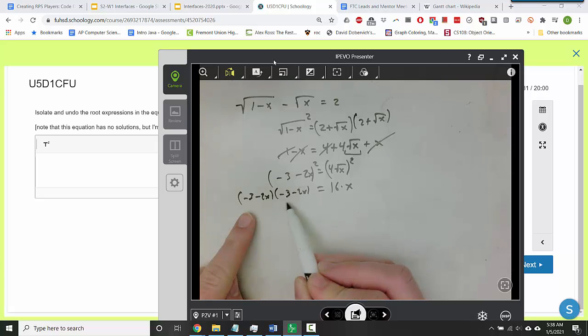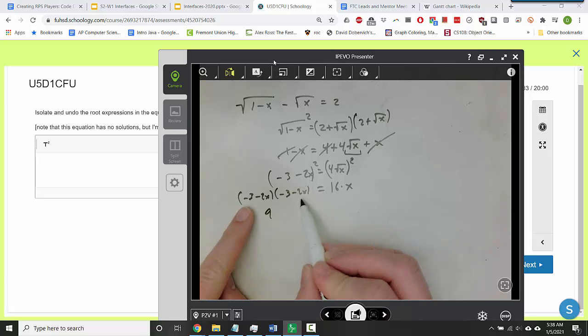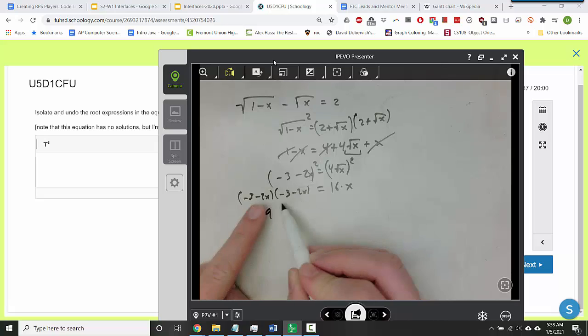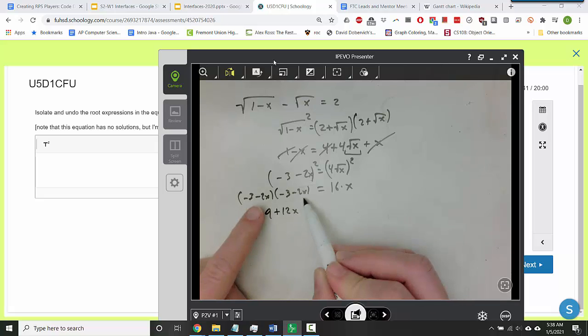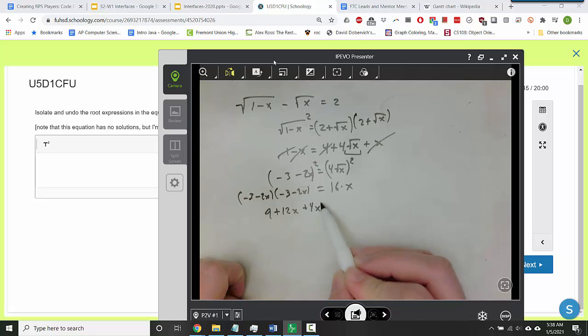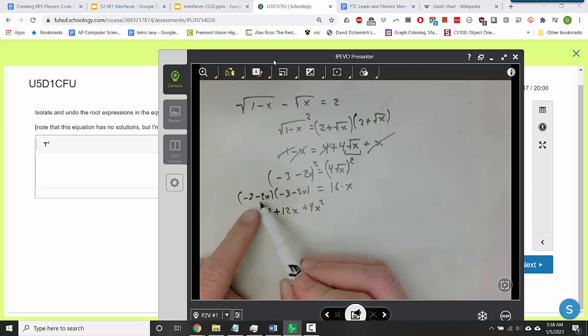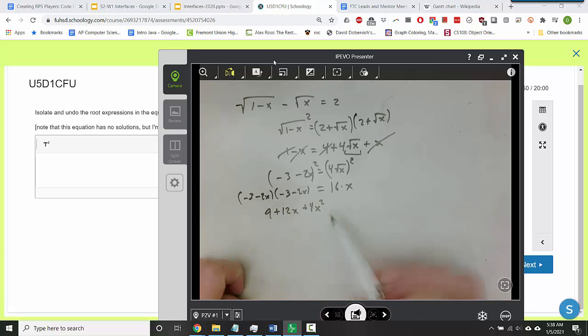So negative 3 times negative 3 is 9. Negative 3 times negative 2 is positive 6x. And now I've got another positive 6x, so that gives me positive 12x. Negative 2x times negative 2x gives me positive 4x squared. And then I still got a 16x.